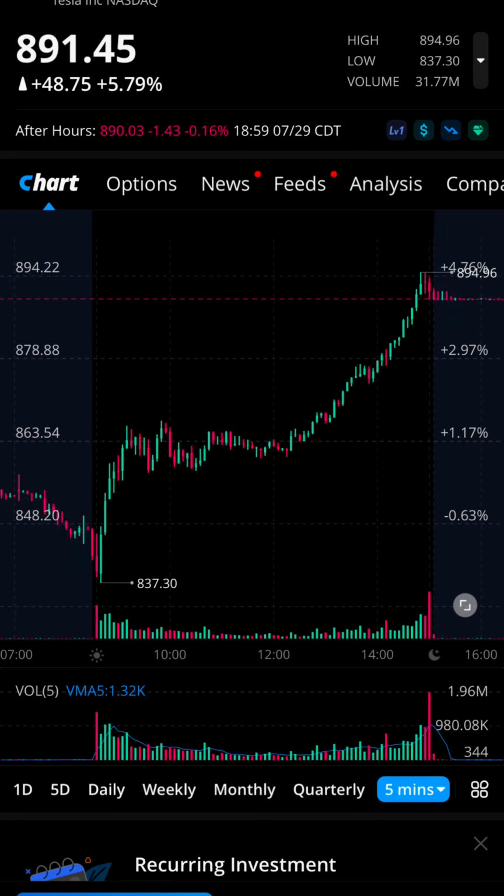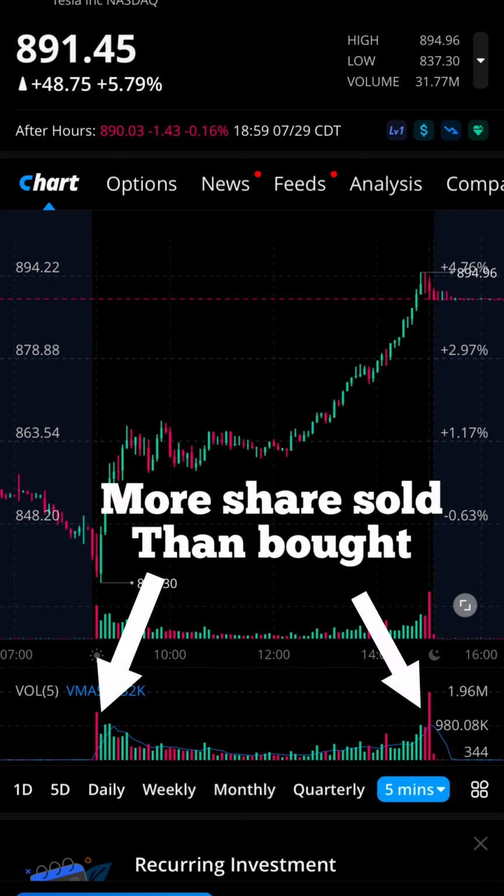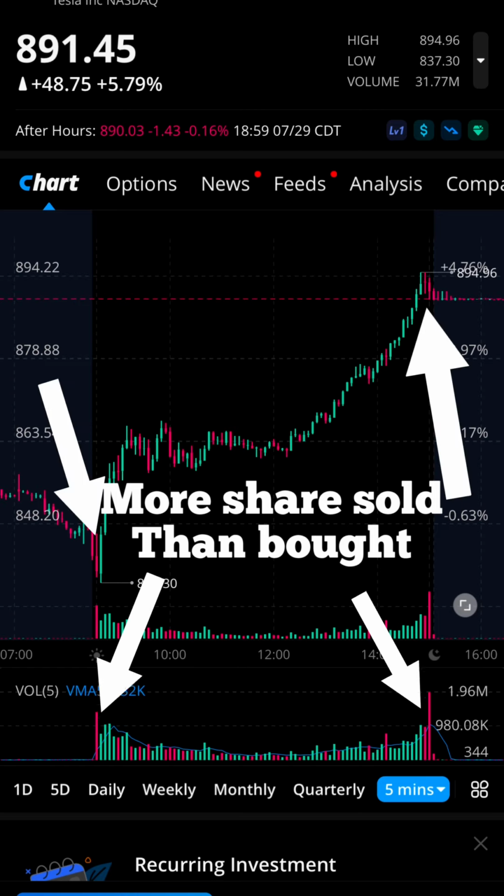Now, just because there is volume doesn't mean the price is always going to run up, because as you can see from these bars down here, some of the volume bars are in the red. And whenever there are red bars, that means there are more shares being sold than bought. And that's going to make the price go down. And you can see it reflected in the price action up here by all the red candlesticks.